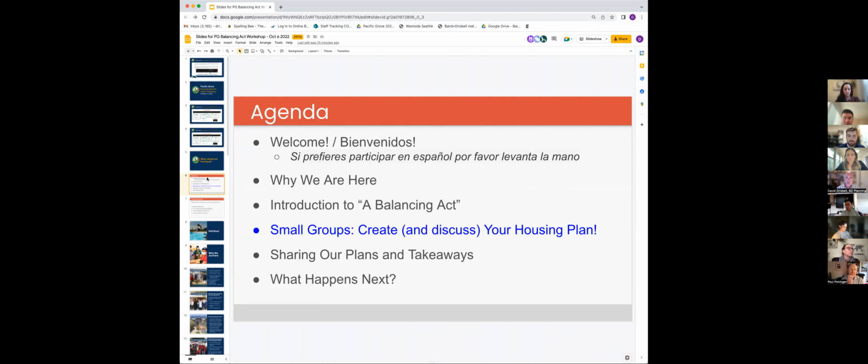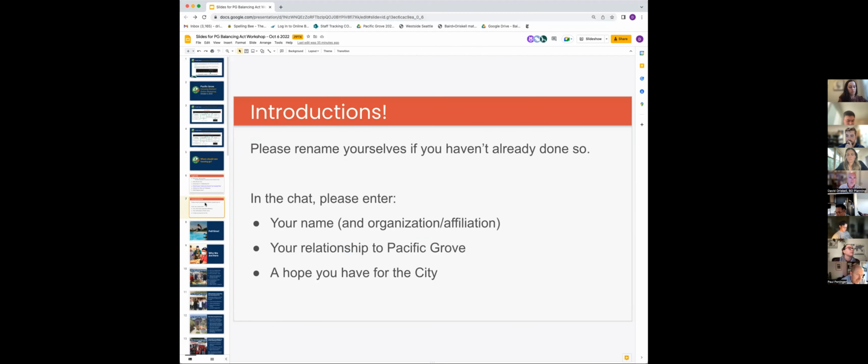The big thing is the small groups. We'll be spending most of our time in small groups. I'll do a little bit of intro. I know most of you, or many of you, were probably at the workshop we did in July. There might be a little bit of redundancy as I talk about what the housing element is and why we're updating it and what's included in it, but I'll do that fairly quickly, and then we'll get into the balancing act, and then we'll do some group sharing at the end and talk about the next steps going forward.